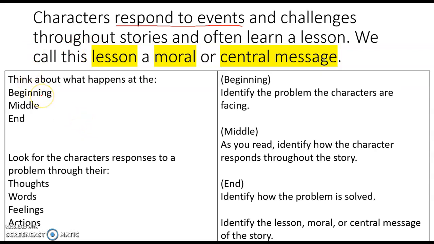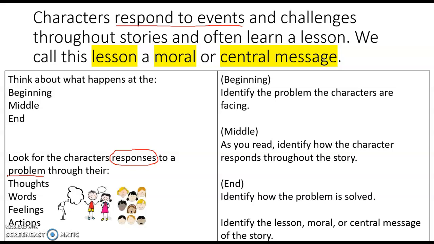So we'll be thinking about what happens at the beginning, the middle, and the end of the story. We'll look for their responses to a problem. So we'll really be looking at their thoughts, what they're thinking, their words, what they're saying in reaction to the problem, their feelings, and of course their actions, what they're doing to solve the problem.